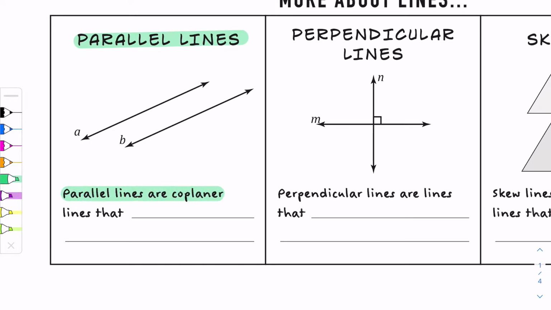Parallel lines are coplanar lines that, and if you can fill in this blank by yourself, that's awesome. The solution would be that do not intersect. And they don't intersect, they never intersect. So I'm just going to put in parentheses, never.